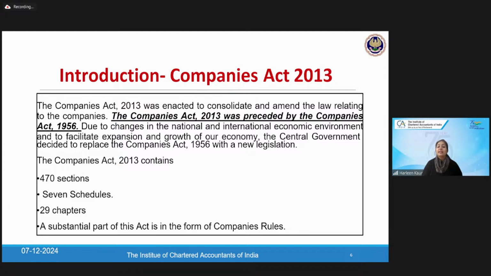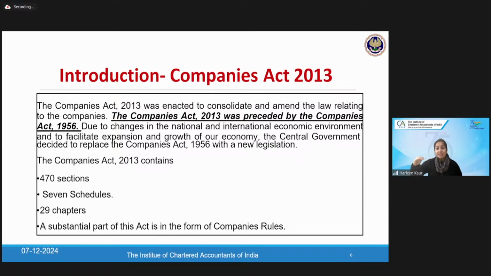In order to facilitate the expansion and growth of the economy, the government thought that we need to replace it with the new legislation because too many things were introduced, too many things were amended. So the entire act was replaced. So now the current act has 470 sections. Don't worry, you don't have all these sections in your foundation. You just have 2-3 tiny sections in your foundation. You must have seen it's a very small chapter, Companies Act, but it's very, very important.